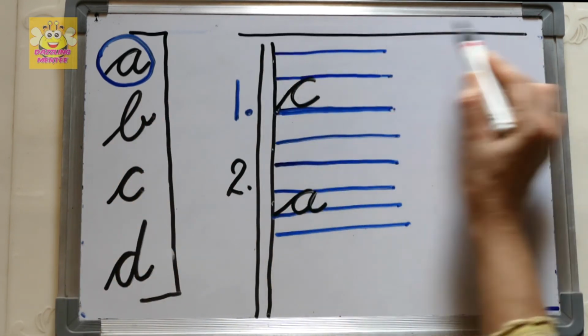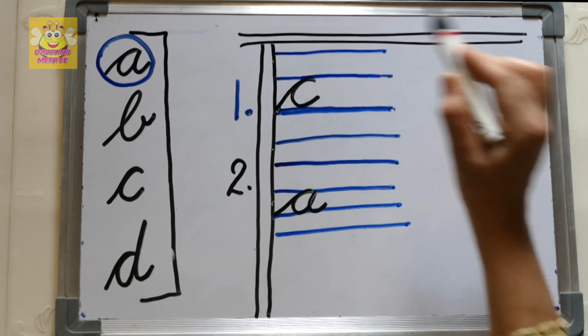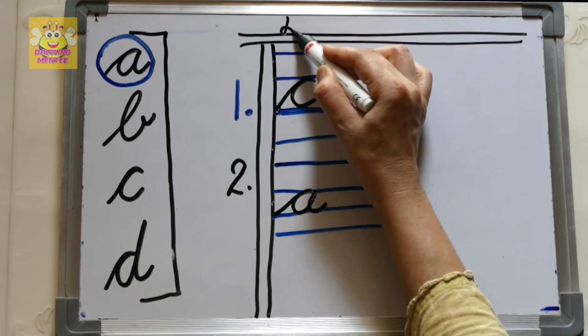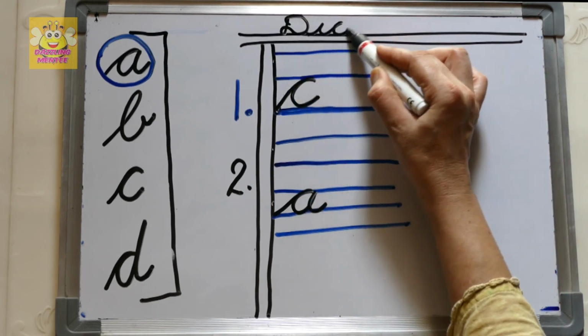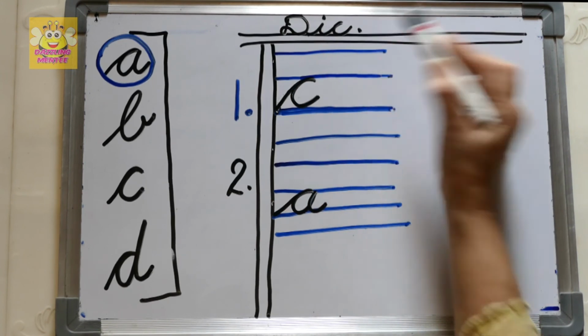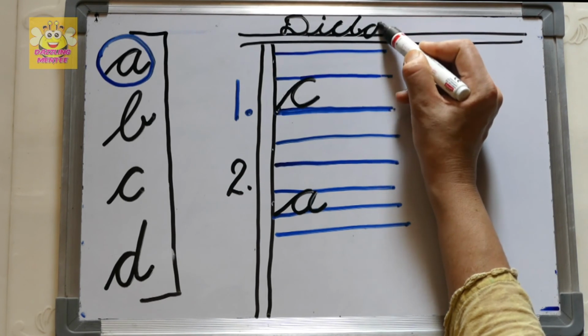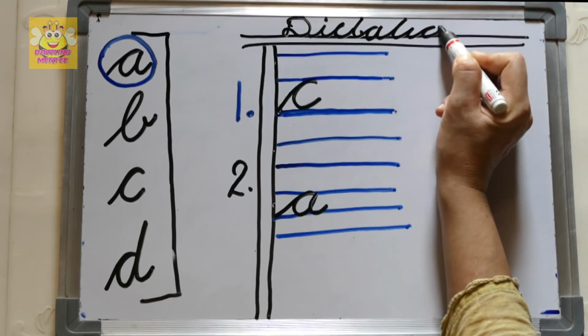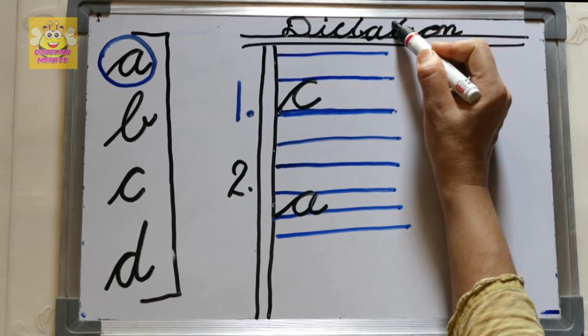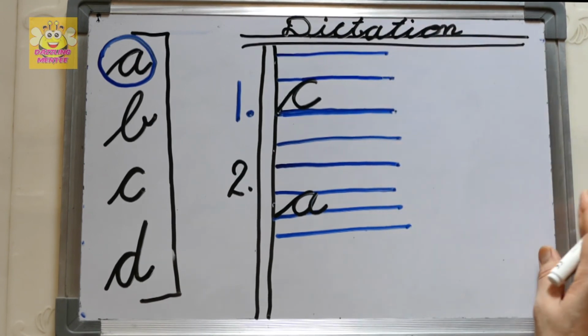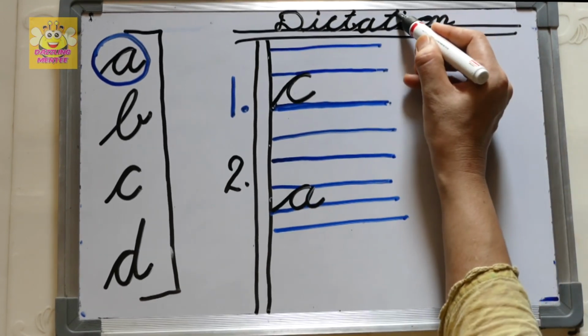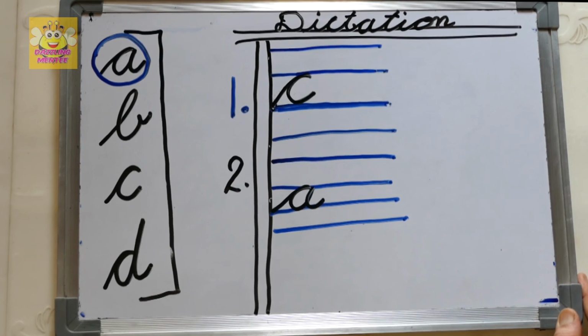This is the margin line on the top also. And here you write down the heading, dictation. Dot. Sometimes you can write full dictation. Heading like this you will write, and down the child will write the alphabets.